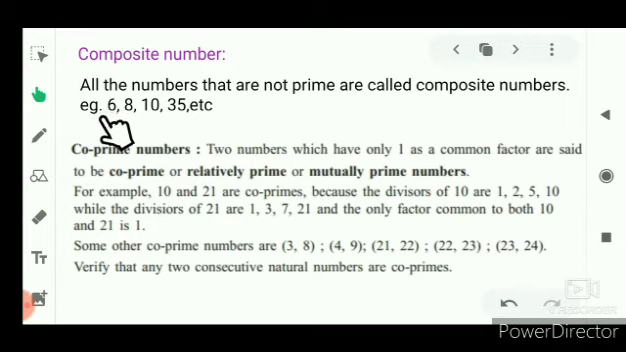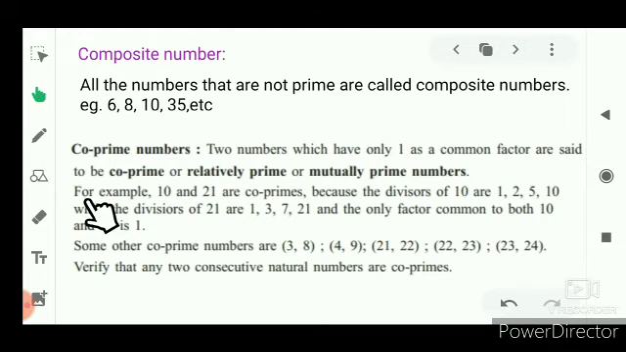All the numbers that are not prime numbers, means that can be further divided, are called as a composite number. 8 can be written as 4 into 2. So 8 is also a composite number. 10 we can write as 5 into 2. So 10 is also a composite number. 35 we can write as 7 into 5. So 35 is also a composite number.